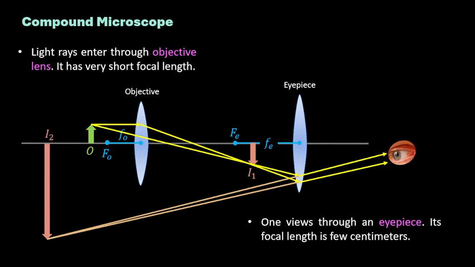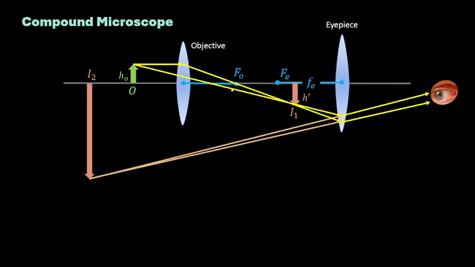We now discuss magnification quantitatively. In this figure, we have shown the second focal point for the objective. The first focal point for the objective is not shown for the present analysis. The distance between the focal points of the objective and eyepiece is called the tube length. L is the tube length.